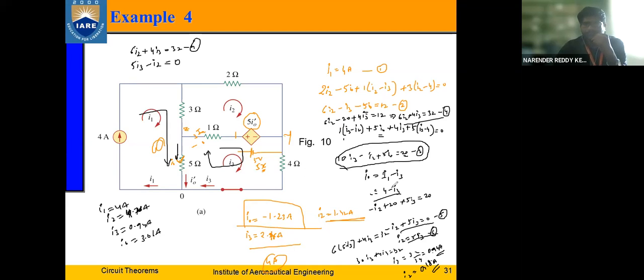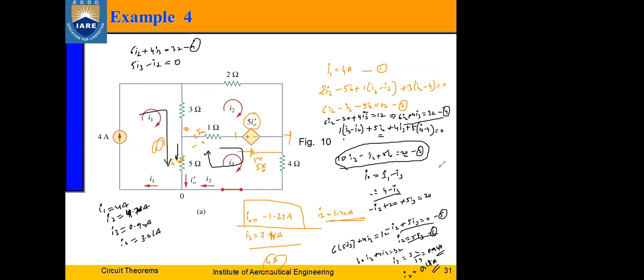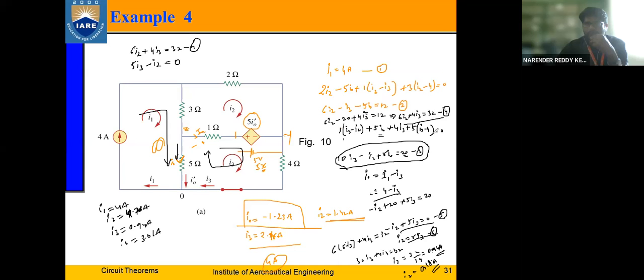Is the substitution okay here? I0 is equal to 4 minus I3. Are we using it in the same manner? You used it as I3 minus 4, right? Where, sir? Did you use I0 as I3 minus 4 or 4 minus I3?